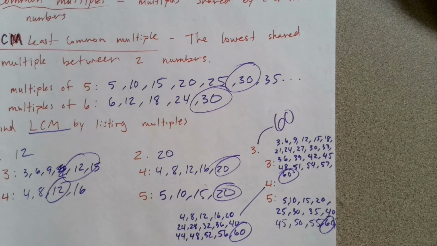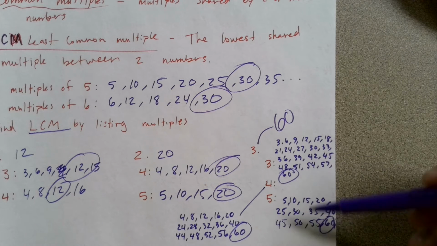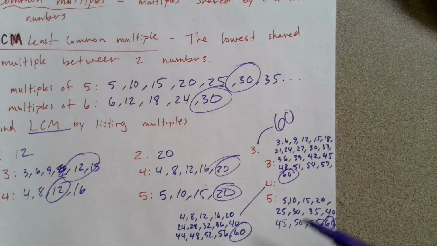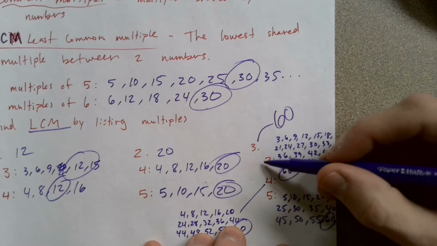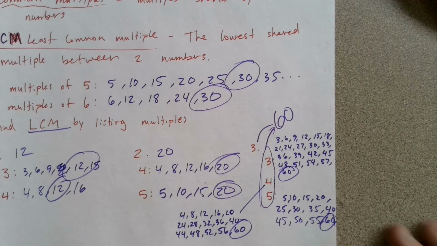But if I scan through all these, there's some that 3 and 4 will have in common, and there's some that 3 and 5 will have in common. There's some that 4 and 5 will have in common. But we're finding them for all 3. If they give you 3 numbers, you got to find the least common multiple for all 3. All right, so that's the quick way to do it.